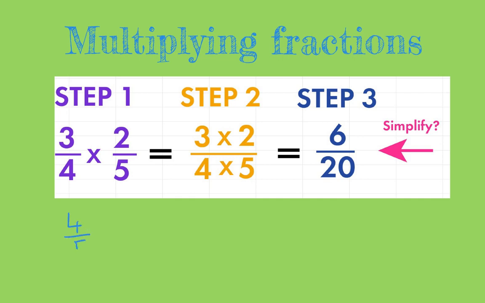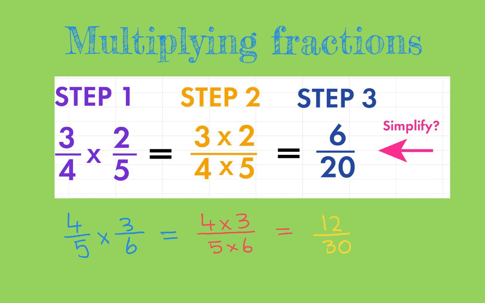Okay, let's do 4/5 times 3/6. So we multiply across the top and across the bottom. So we get 4 times 3 on the top and 5 times 6 on the bottom. Just using our times tables, that gives us 12 on the top and 5 times 6 is 30 on the bottom.